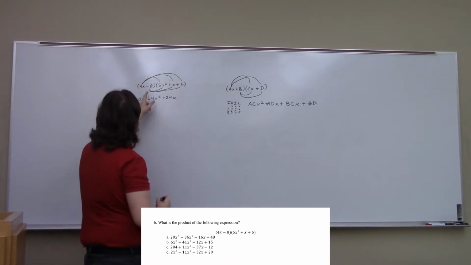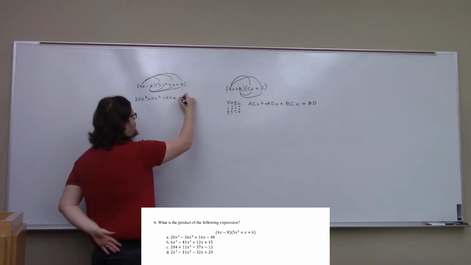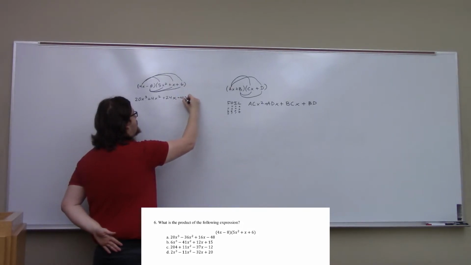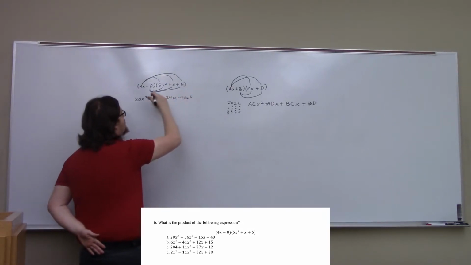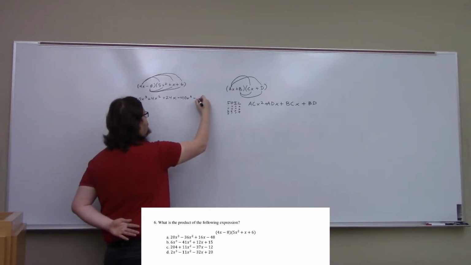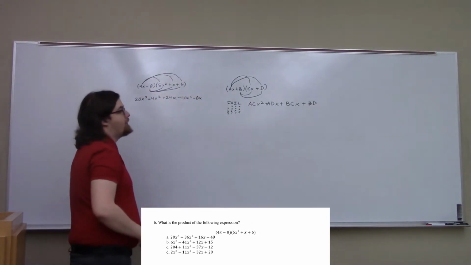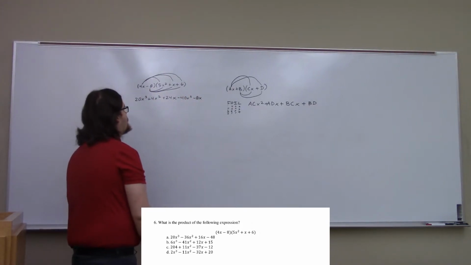Next we have -8 times 5x. So -8 times 5 is -40. And we have x squared. -8 times x is up next. So that leaves us with just -8x. And then finally we have -8 times 6, which is -48.